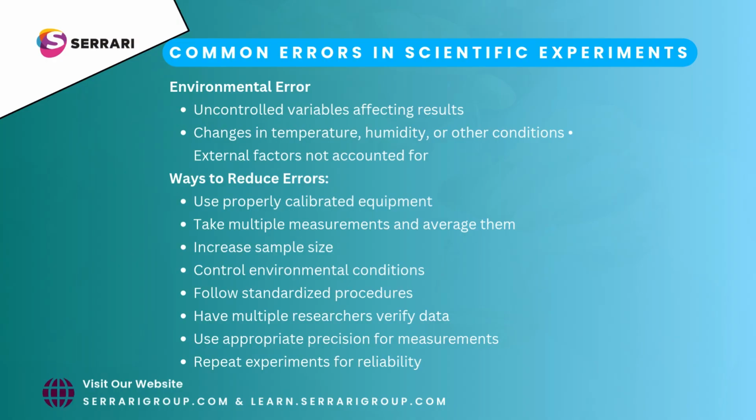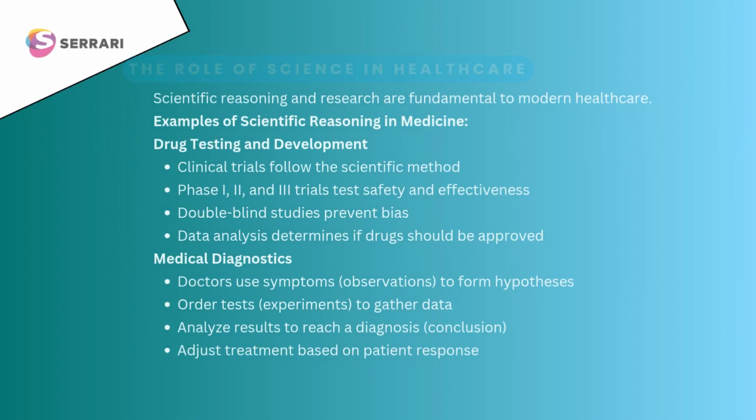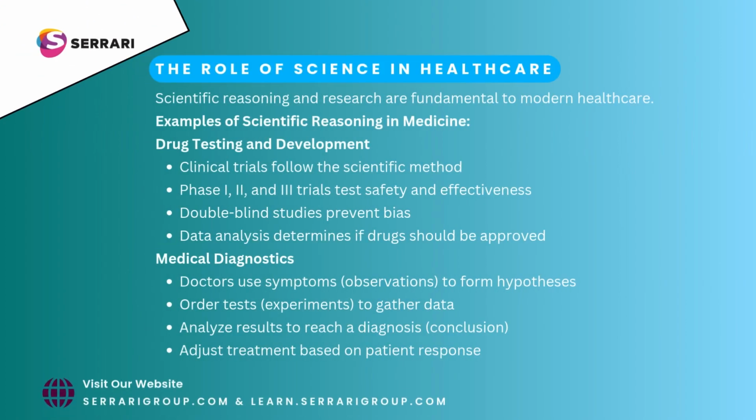Ways to reduce errors. Use properly calibrated equipment. Take multiple measurements and average them. Increase sample size. Control environmental conditions. Follow standardized procedures. Have multiple researchers verify data. Use appropriate precision for measurements. Repeat experiments for reliability.